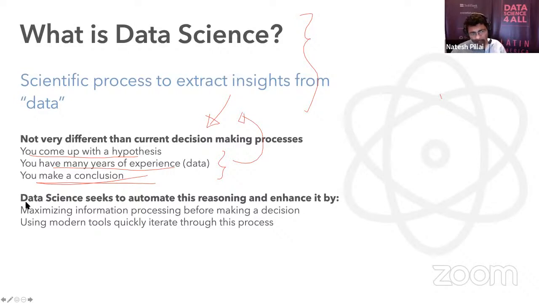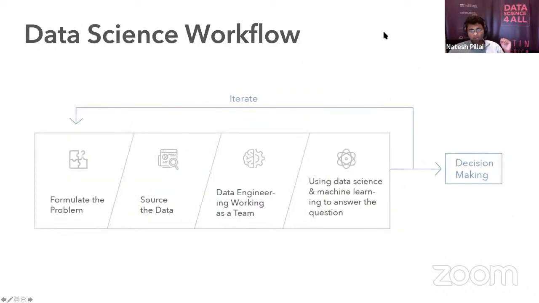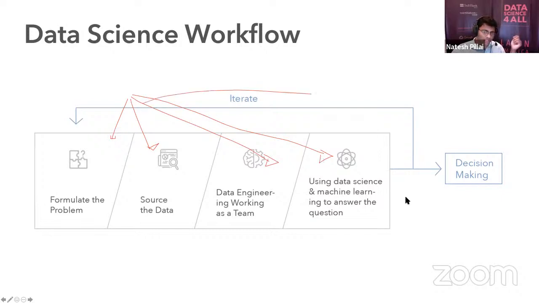But what data science does is that it seeks to automate this reasoning and enhance it by maximizing the information that you can process before making a decision. Let me walk you through this quick case study. We're going to iterate: starting with the problem, sourcing the data, then data engineering, data crunching using machine learning and other predictive analytic methods. And then you're going to iterate, right? This is how science works too, that you do this iteration process many, many times.